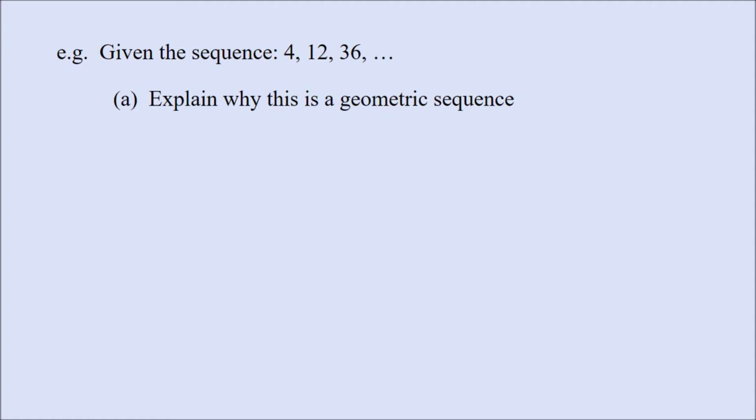That rules out arithmetic. On the other hand, it could be that we multiplied 4 by 3 to get 12. And if we try that same pattern, 12 times 3 is 36. So therefore, this is geometric because we're multiplying by a constant or a fixed amount, in this case 3.